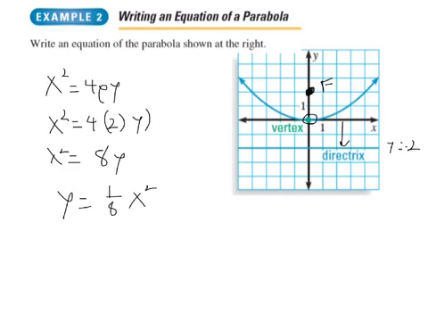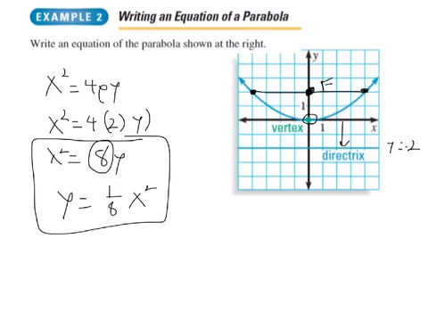Notice that our directrix goes from here to here, and if you count, it's 8 units long, which is 4p. Alright? So that would be how you do it. So you're given the parabola, and you're going back and writing the equation. Alright?